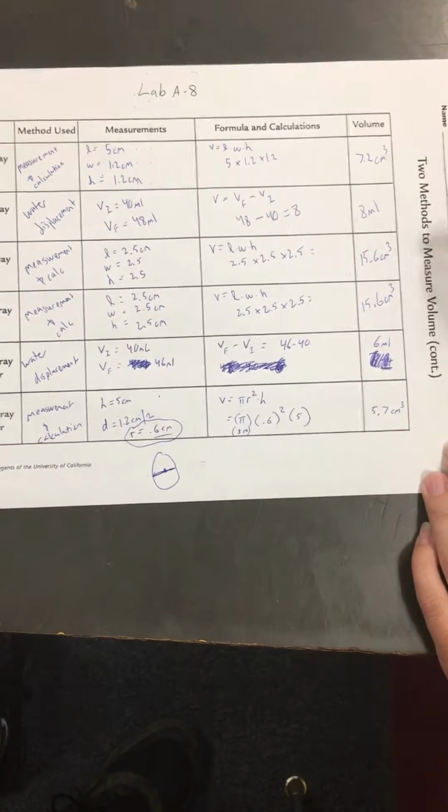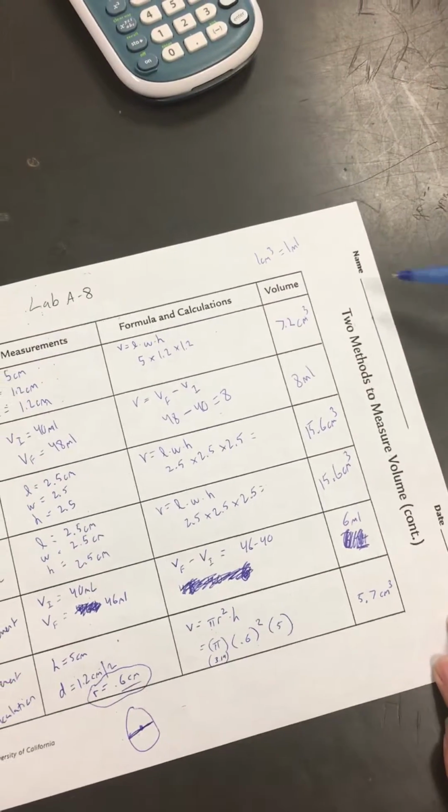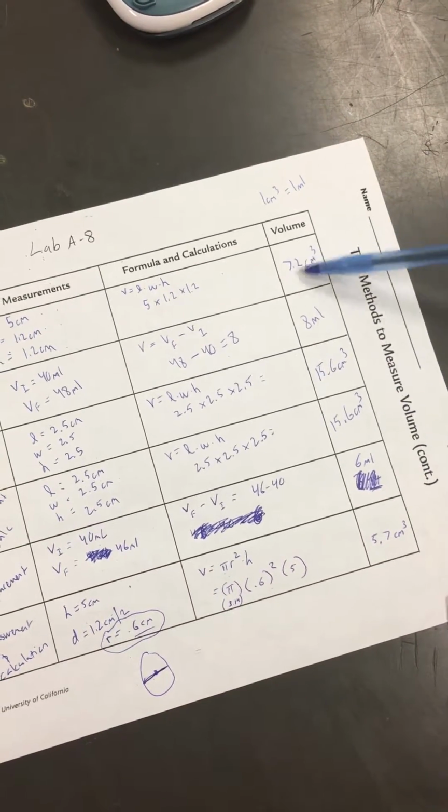And remember, 1 centimeter cubed is the same as 1 milliliter. So the units will be pretty much the same, so you just have to look at the number.